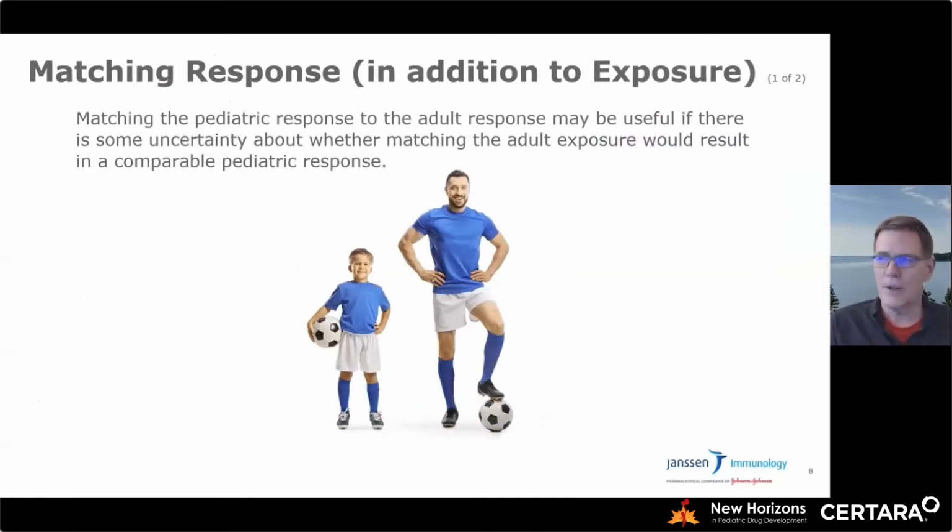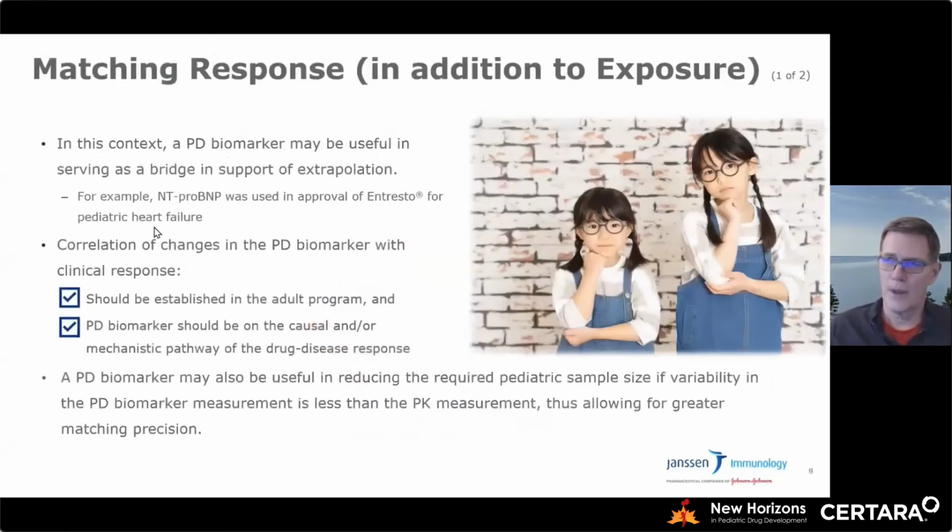Matching the pediatric response to the adult response may be useful if there's some uncertainty about whether matching the adult exposure alone would result in a comparable pediatric response. In this context, a pharmacodynamic biomarker may be useful in serving as a bridge in support of extrapolation between the reference adult population and the target pediatric population. For example, the N-terminal prohormone of brain natriuretic peptide was used as a bridging biomarker to extrapolate efficacy data from adult to pediatric patients with heart failure.